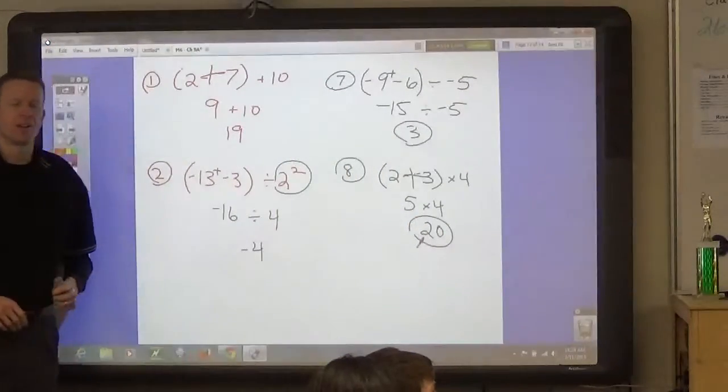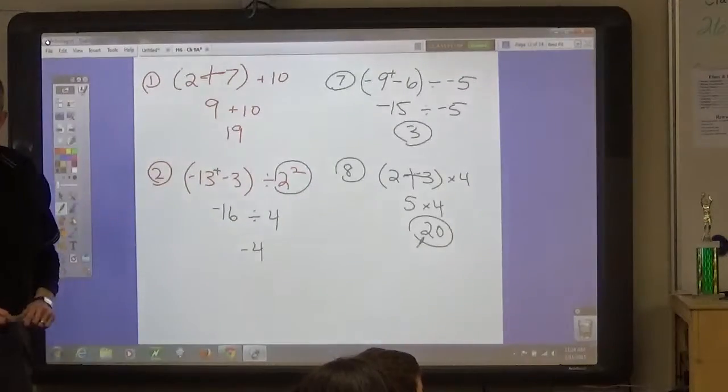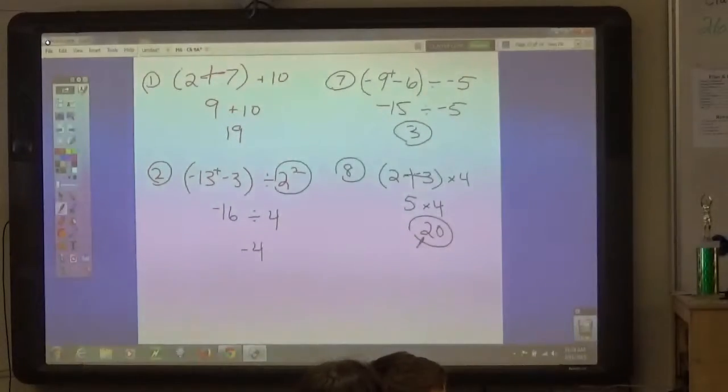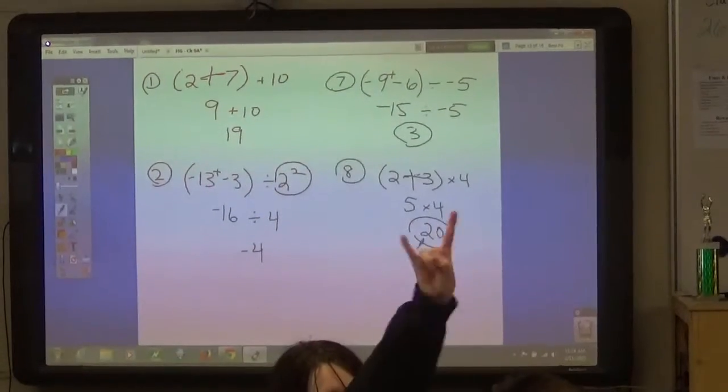Any questions on simplifying using the order of operations with integers? All right. That's it. Just remember, parentheses first.